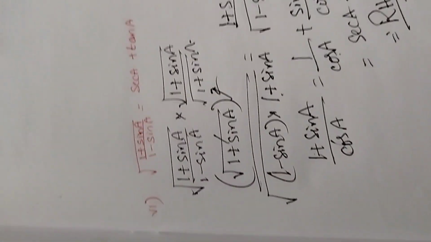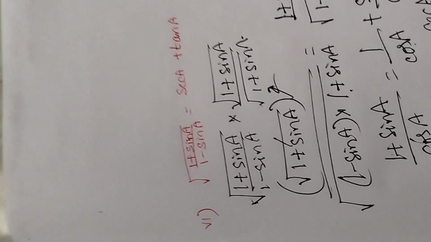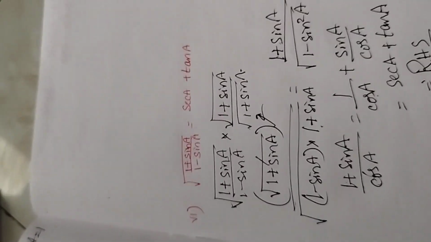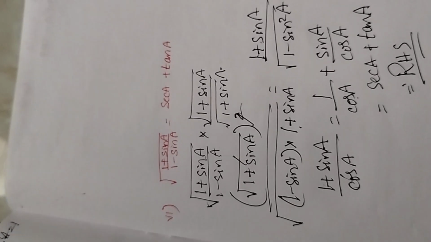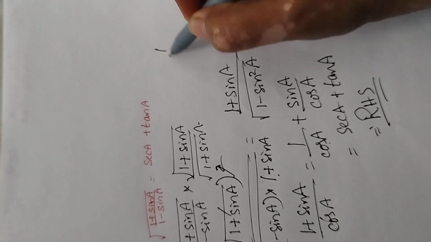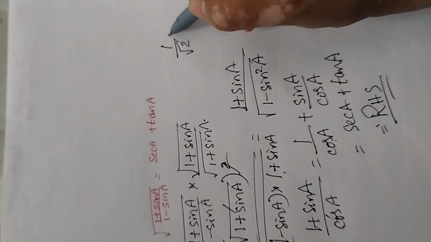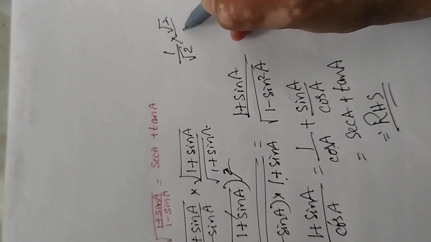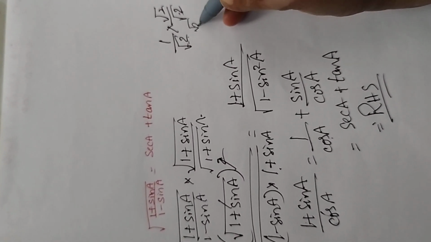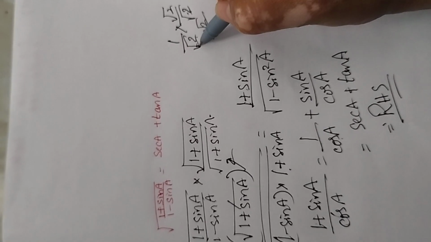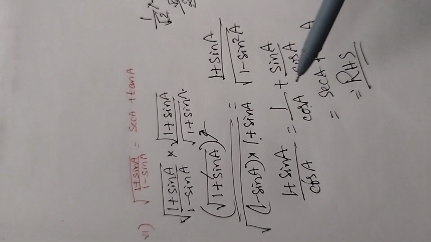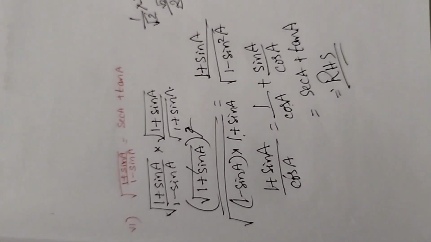So what is rationalizing both numerator and denominator? Why do we do rationalizing? To remove the irrationality. If you multiply by the same term, we can remove the irrationality in the denominator. So root 2 into root 2 means 2. In the same manner we did the simplifying here.